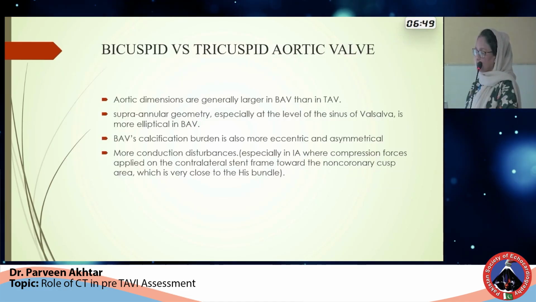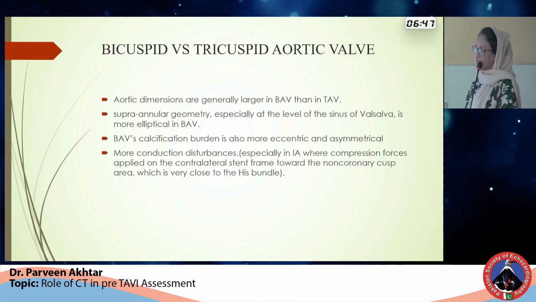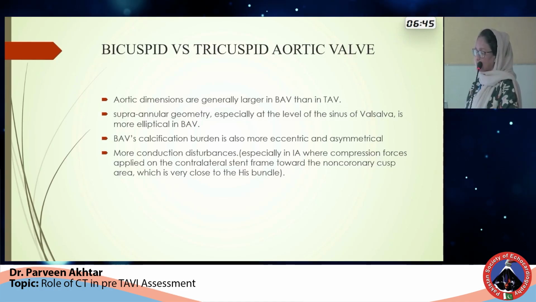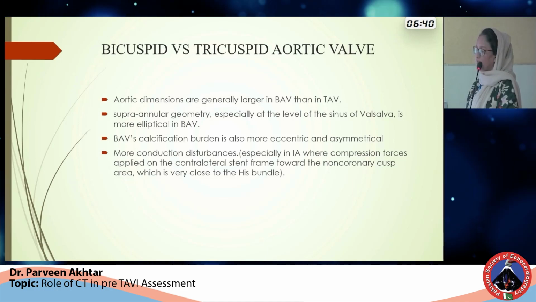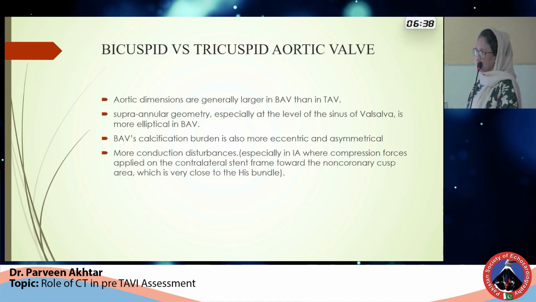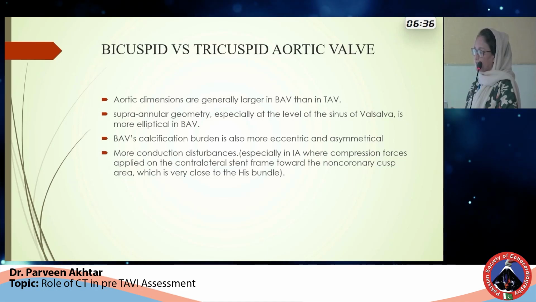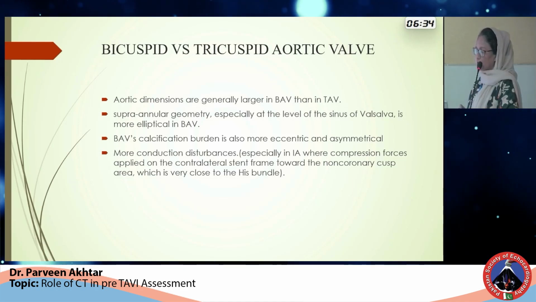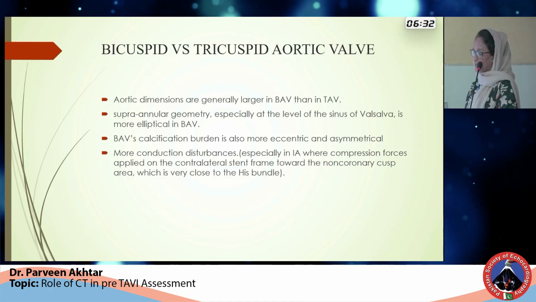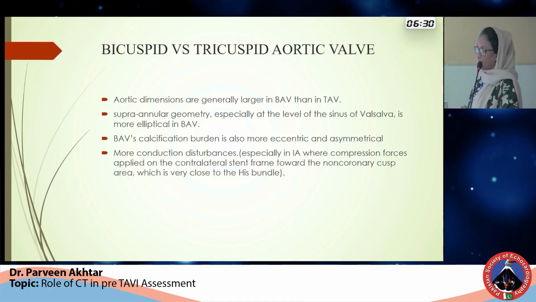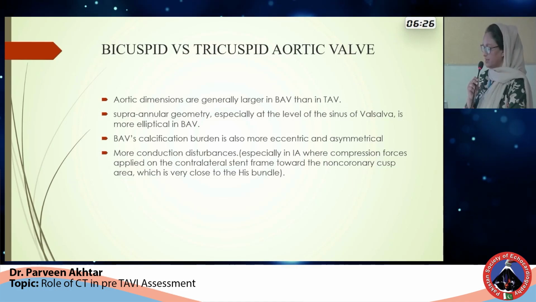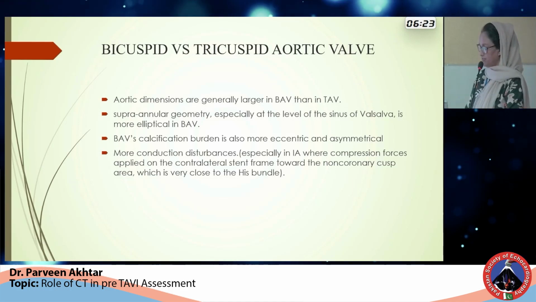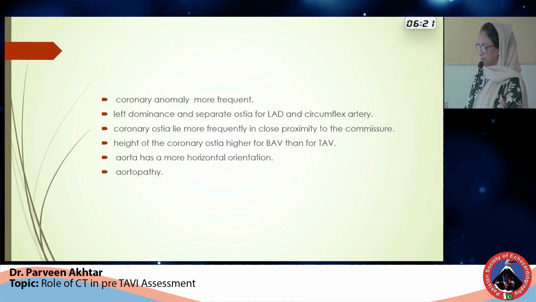So how the bicuspid differs from the tricuspid valve is that the dimensions are greater in the bicuspid than the tricuspid valve. The annulus size is usually greater in the bicuspid. The supra-annular geometry is elliptical, and the calcification in the bicuspid is usually asymmetrical or eccentric, and there is more conduction defect in the case of the bicuspid.